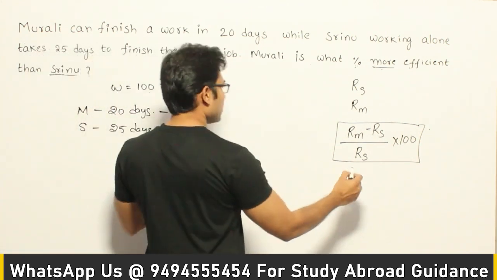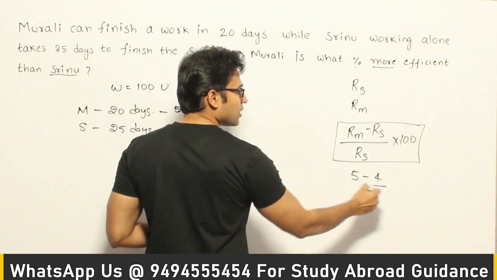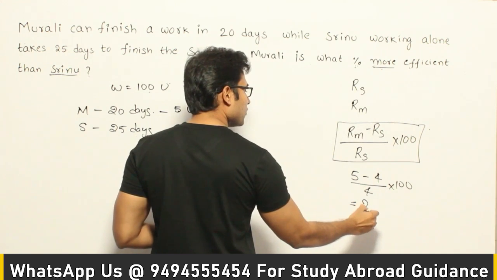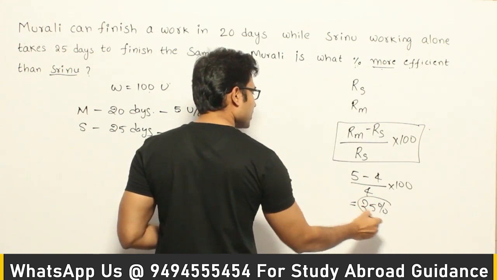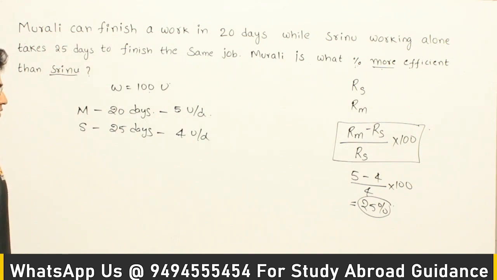What is the rate at which Murali is working? 5, minus the rate at which Srinu is working, 4, divided by 4, into 100. So what is it? 25% more is the answer. Got it? So what percent efficient? 25% efficient. That is one way of solving it.